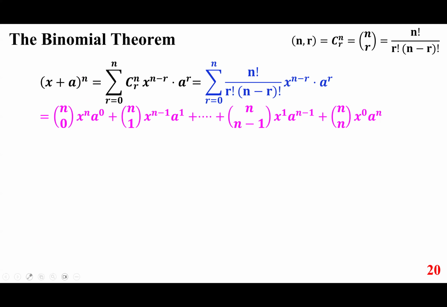We will look at that. What happens is that this is 1, so is this one. Really, the first term is x to the power of n. This is 1, this is 1, so this is just a to the power of n. Okay, I'm going to get to that.